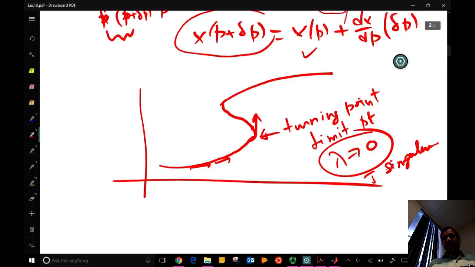The idea that Keller, I think, came up with, Russian mathematicians have thought about this even earlier than that. There's a method called the Davidenko method. But Keller's arc length is probably more popular. Keller was a mathematician at Caltech. The idea is the following.